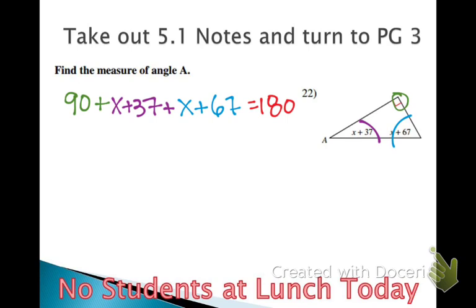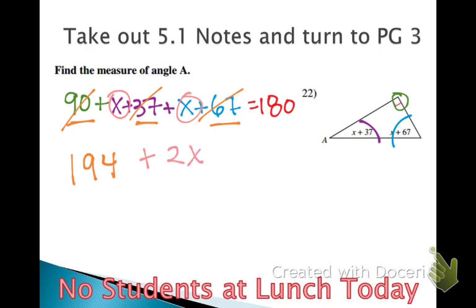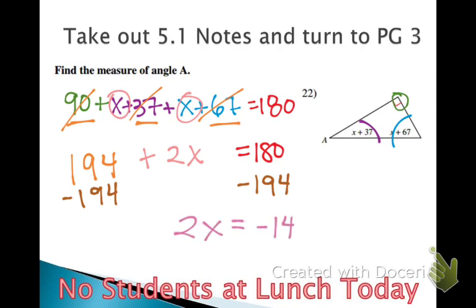Combine like terms. Let's combine the numbers first. We got 90, 37, and 67. So what does that make? 194. Then we have x plus x, which makes 2x. And that equals 180. What's my next step? Subtract 194. So 2x equals negative 14. So then x equals negative 7.